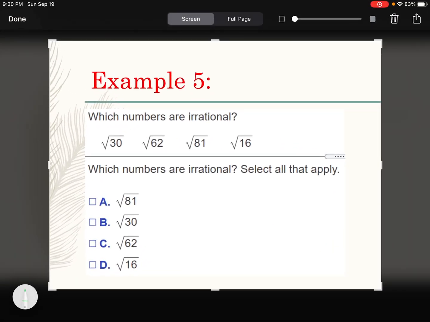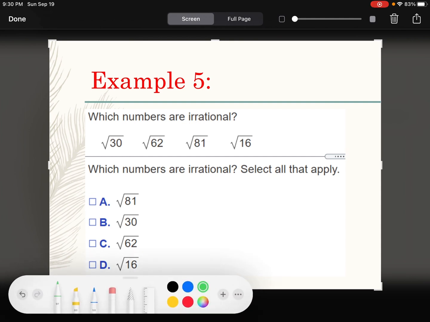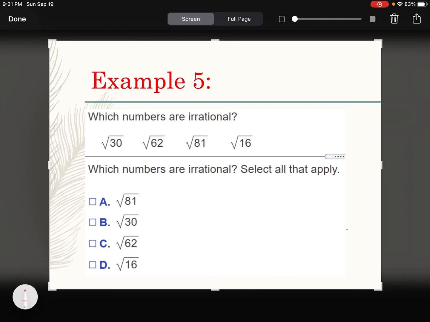Example 5, which numbers are irrational? Okay, guys, so which numbers are irrational? I will change the color of pen. So guys, square root of 30. Is it a perfect square? It is not, right? If it is not a perfect square, we call it an irrational number. So 30 is irrational.